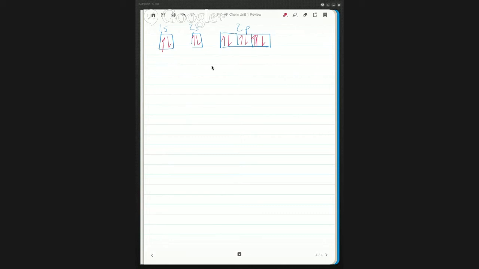Okay. So what I might do for a question is I might say, which atom or ion is this? And I'll give some examples. You can see right here that this could be a noble gas because it has 8 in the s and p, 8 valence electrons. So it could be a noble gas. It also could be an ion.